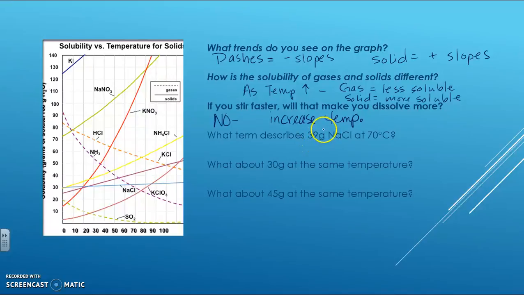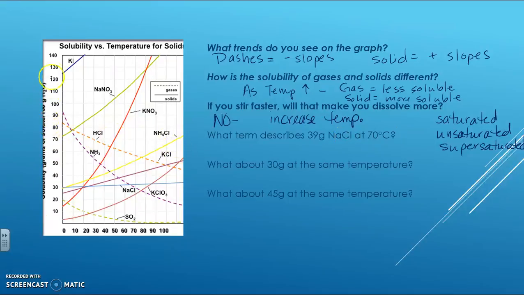Okay, so we've got a couple different terms that we can use to talk about these solutions. We've said these before. We've got saturated, unsaturated, and supersaturated. Those 3 will be used to define a solution. So how do we use this graph over here? We're going to use these 3 words to answer these 3 questions. It says what term, saturated, unsaturated, or supersaturated, describes 39 grams of sodium chloride at 70 degrees Celsius.